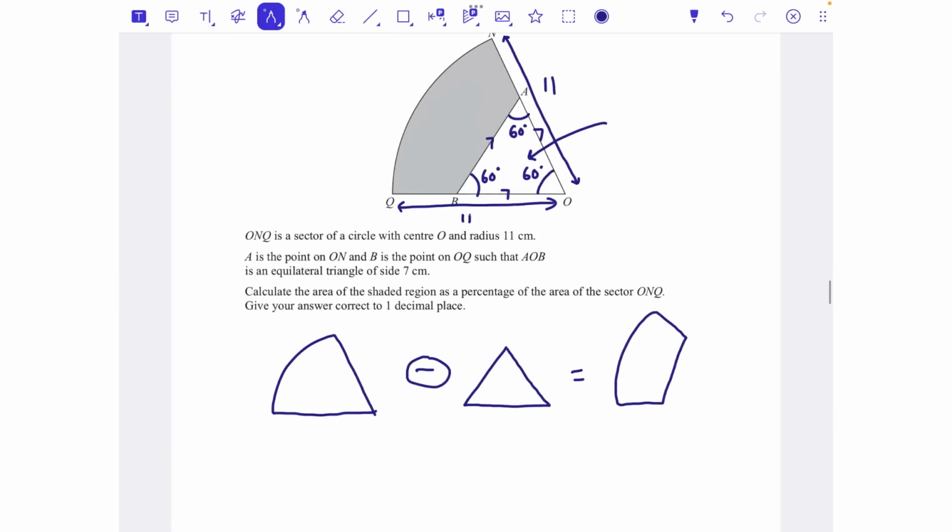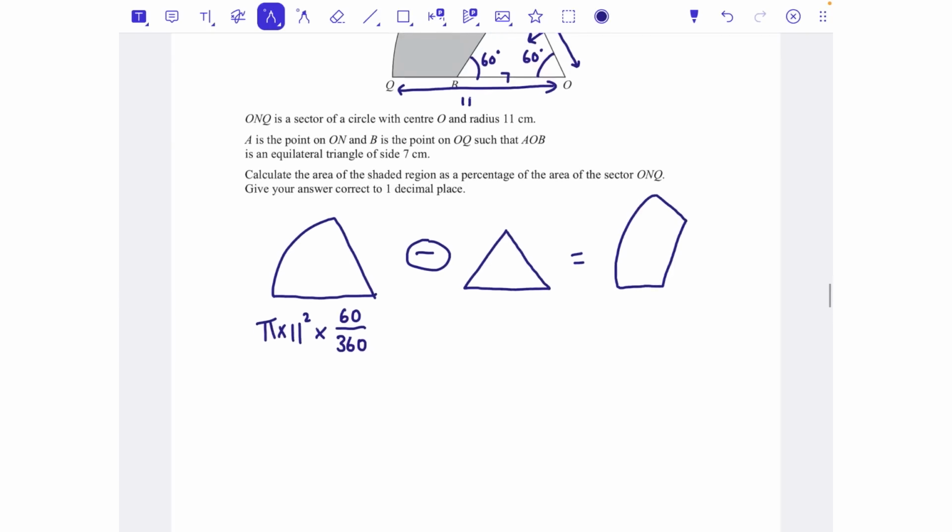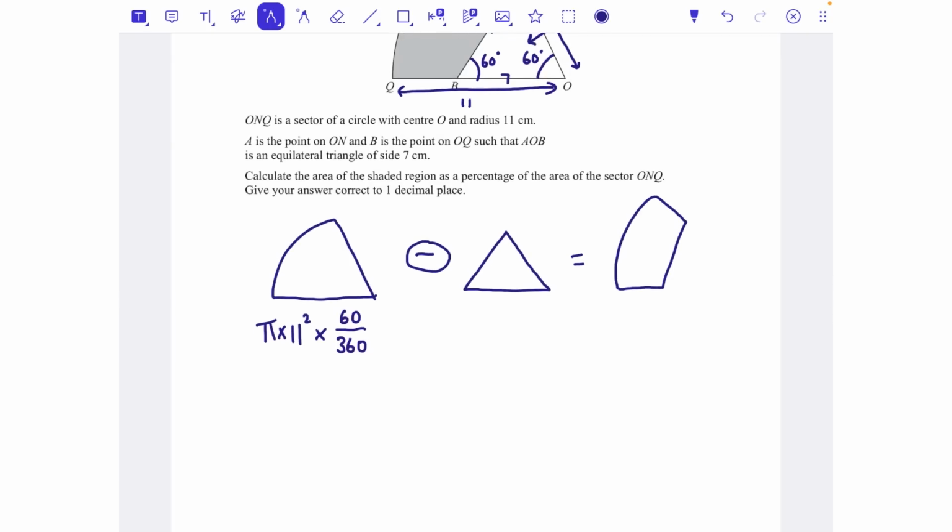Okay, so let's do the area of the sector. It is going to be pi r squared times by the number of degrees it is out of 360. And the radius we know is 11. So pi times 11 squared. Pi times the radius squared is going to get you a whole circle, but you only want that slice. That's why you times it by 60 out of 360. So pi times 11 squared times 60 out of 360. And that gets me 121 over 6 pi, and you might just want to leave it like that for now. So 121 over 6 pi. Because I'm going to use it in a minute, I'm just going to keep it like that.